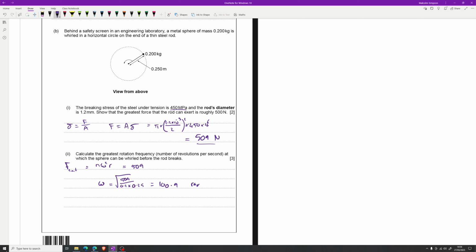and that is in radians per second, and we wish to turn that into whole revolutions per second. So there's 2 pi radians in a revolution, so we just divide that by 2 pi, to get an actual frequency. And 16 is the answer per second, or hertz. Okay.